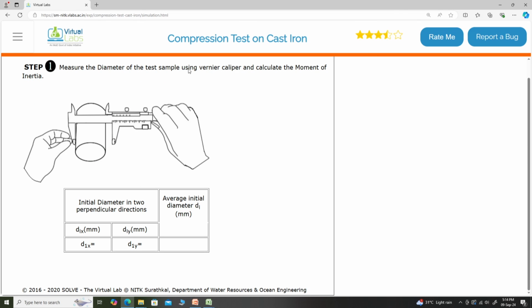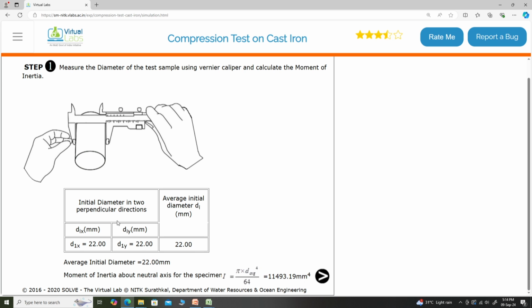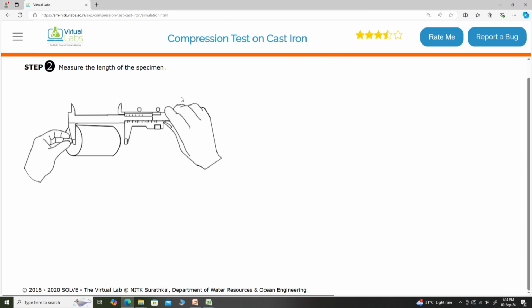Measure the diameter of the test sample using a vernier caliper and calculate the moment of inertia. Similar to what we did for the mild steel, we will measure the diameter at one place, and along the length at another place we will again measure the diameter. Both diameters come to 22 millimeter, and the moment of inertia comes to 11493.19 millimeter to the power 4.